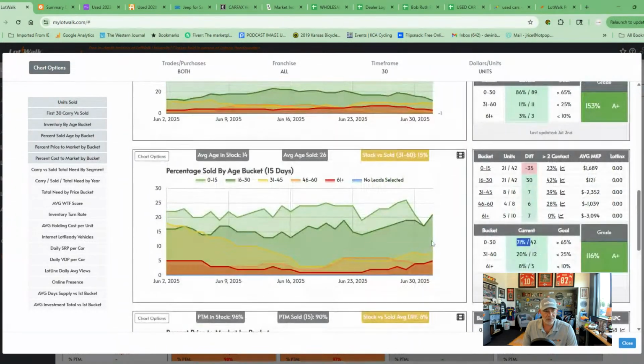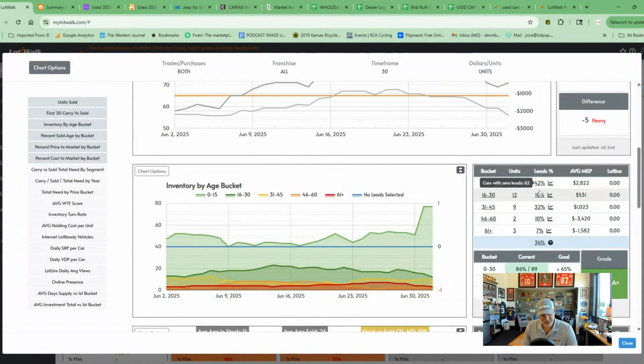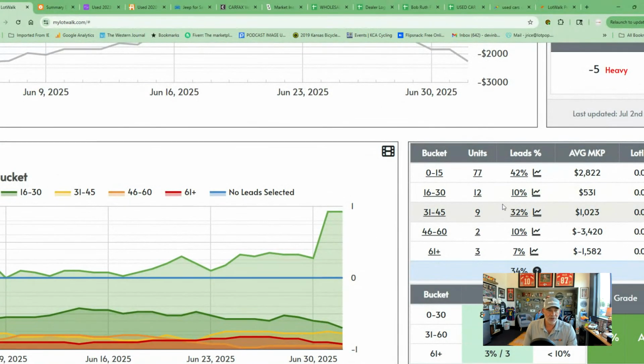Now, what we're doing here, well, each one of these age buckets, I'm looking at how many leads are on those cars. And just look at these two. These 12 cars right here only hold 10% of their active leads. Over the last 60 days, only 10% of his active leads are on these 12 cars, but yet 32% of his active leads are on these 9.